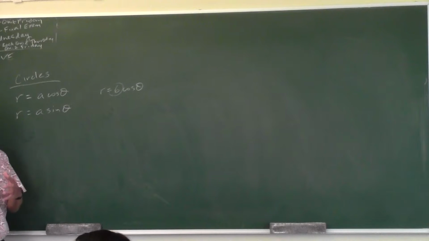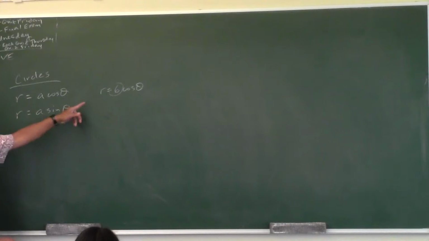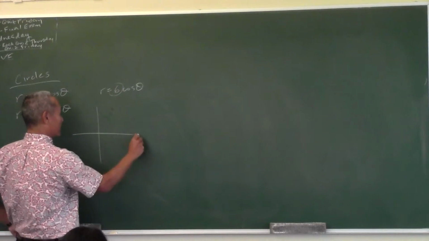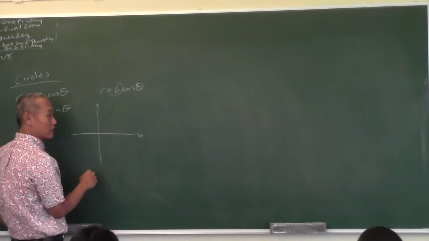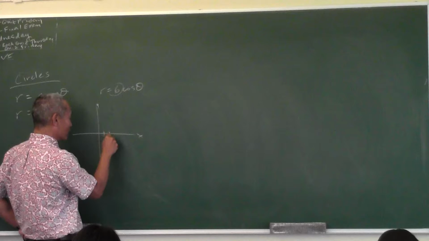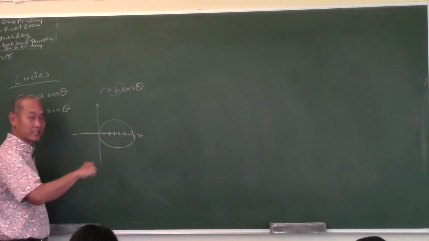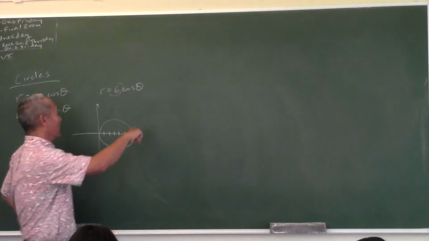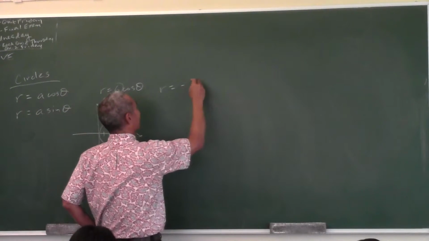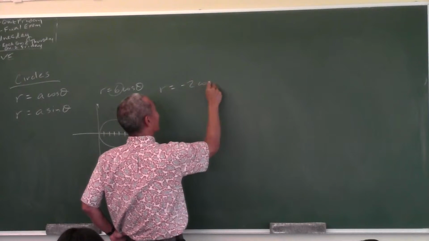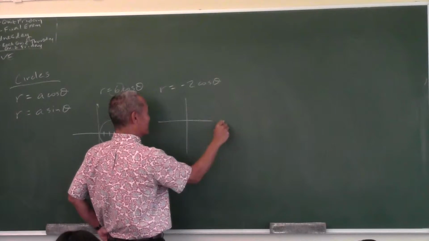Okay, now that we've seen the pattern, r equals 6 cosine theta. See, you have to become the calculator. So cosine theta, that's on the 1, 2, 3, 4, 5, 6. Finish. Now r equals negative, give me a different number. Negative 2 cosine theta. So you just do this.